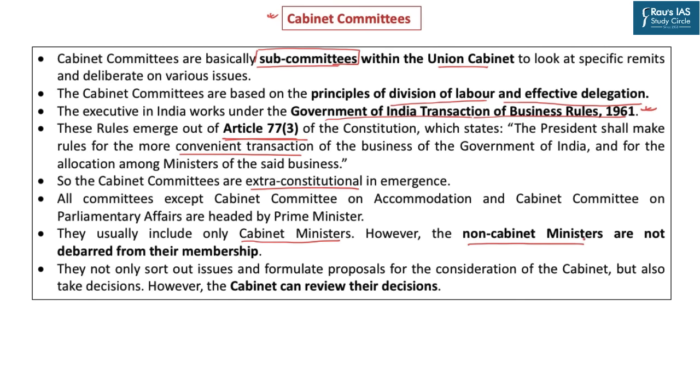Cabinet committees are powerful bodies. They are not just for deliberation, but they can take decisions as well. However, decisions taken by the cabinet committees can well be reviewed by the cabinet.